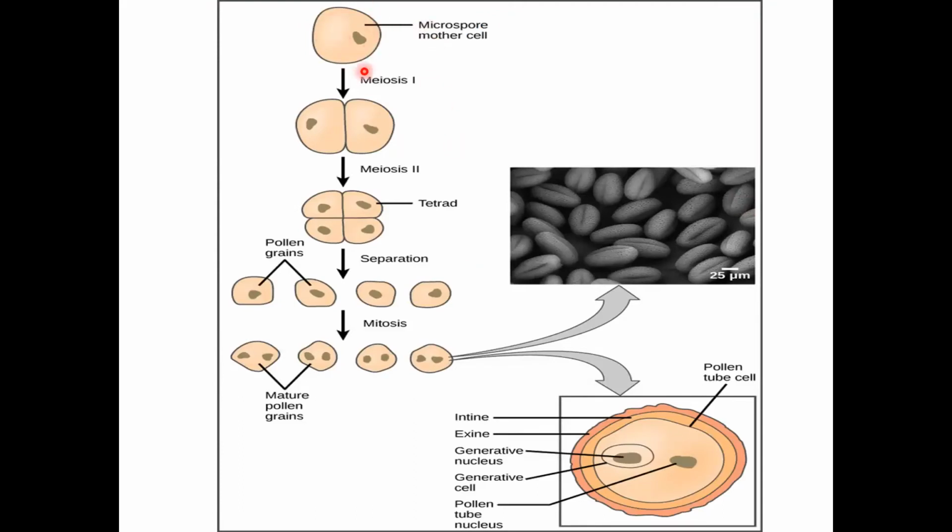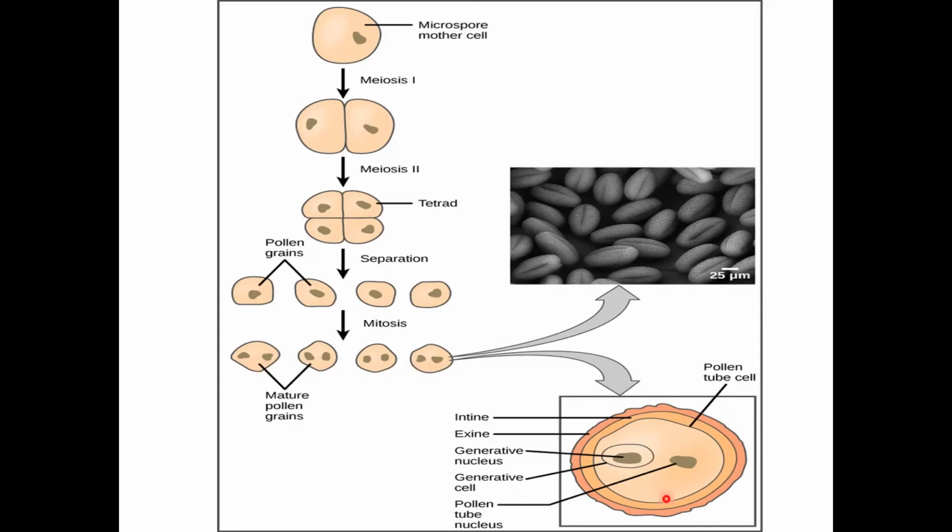So you have this mother cell. It undergoes meiosis 1, so you have 2 cells, right? And it then undergoes meiosis 2, so we have these 4 haploid cells there. And then these pollen grains separate. Now in this stage, as they're undergoing mitosis, cytokinesis would not happen, but nuclear division would take place. So nuclei would divide. And these are the mature pollen grains, right?